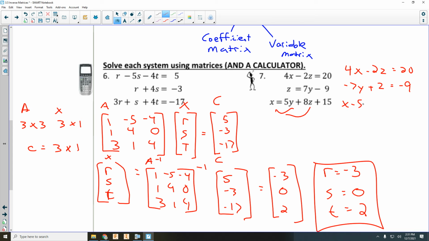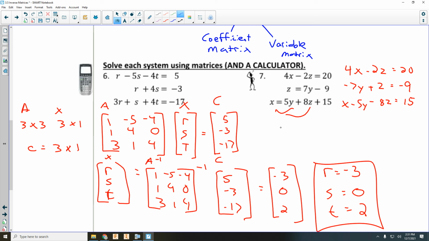x minus 5y plus 8z. Oh, minus 8z. Minus 8z equals 15. Why is it minus? Because I have to move them to the other side. You have to put them in standard form. Trust the process.